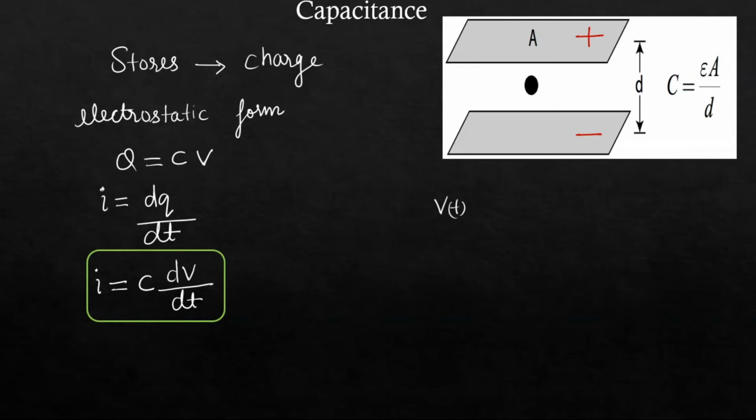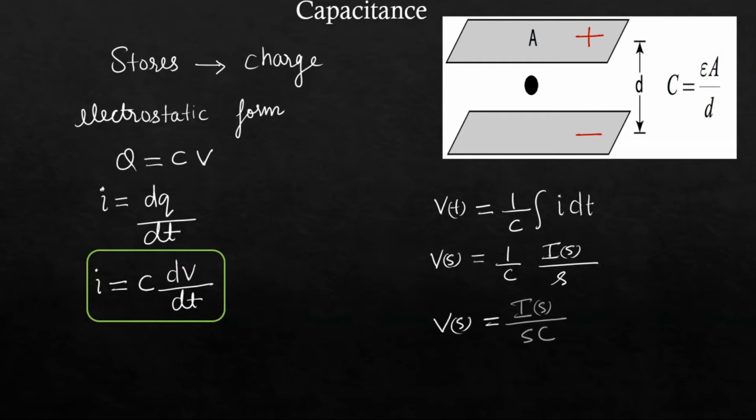What about the voltage of a capacitor? Voltage of a capacitor is given by 1 by C integral I dt. If you take a Laplace transform on both the sides, it will become V(s) is equal to 1 by C times I(s) upon s. Basically, Laplace of integral is I(s) upon s. So V(s) is equal to I(s) upon sC. And in terms of I(s), you can write I(s) is equal to sC V(s), okay? So that is the voltage and current in the capacitor for the case of Laplace domain, okay?